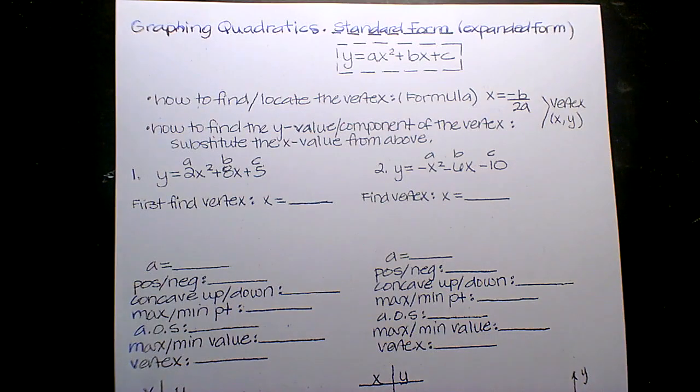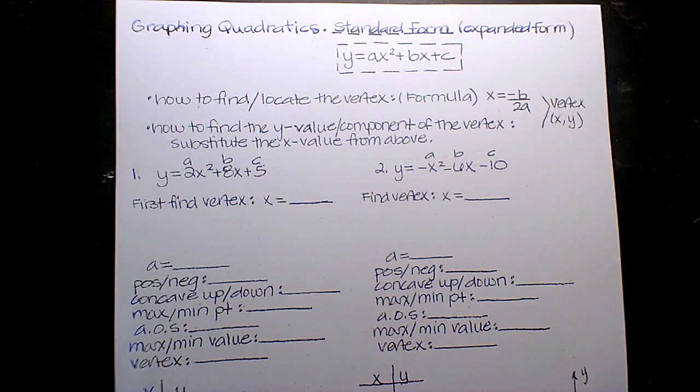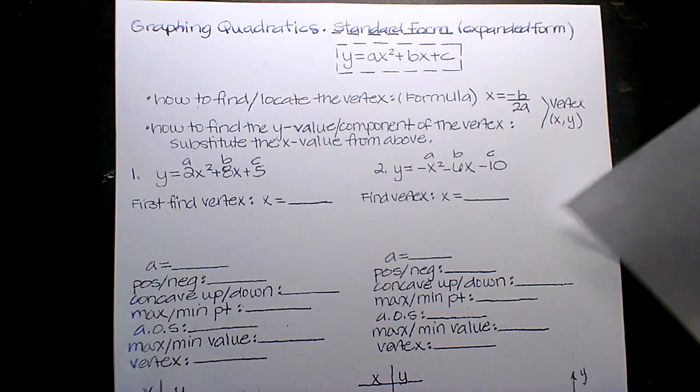Standard form of a quadratic is an expanded form, so ax squared plus bx plus c. Even if you only see one or two variables, the other two or one are there. It's just that they're zeros, okay?